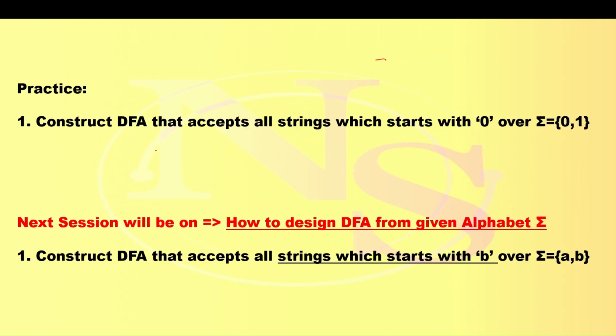You can practice a similar question like strings starting with 0 over sigma {0, 1}. In the next session, we will see how to design a DFA to accept all the strings starting with B.